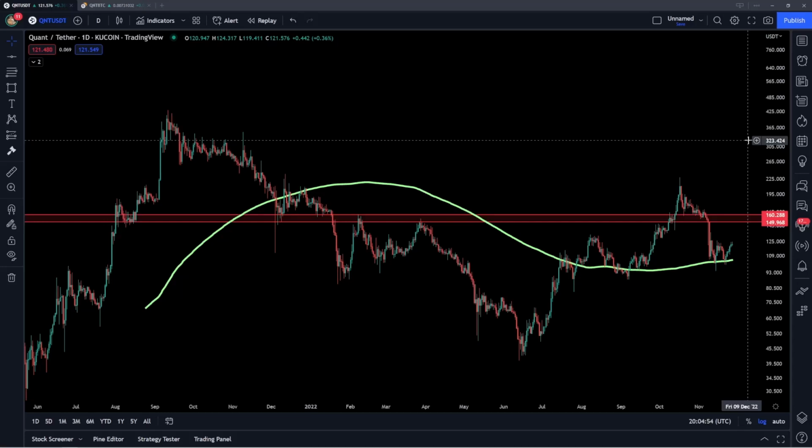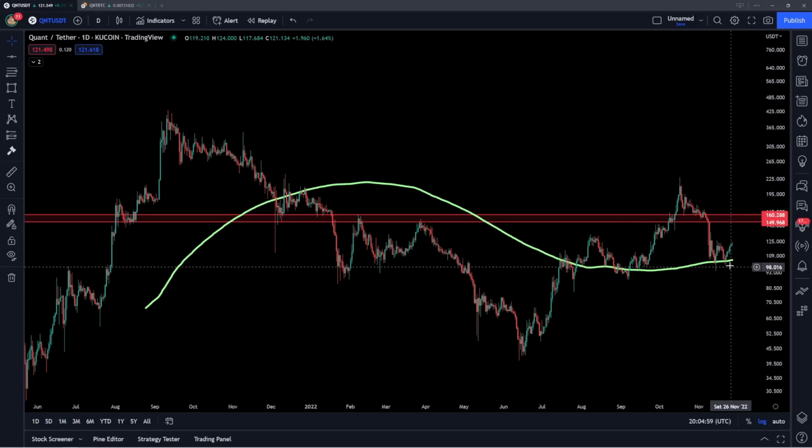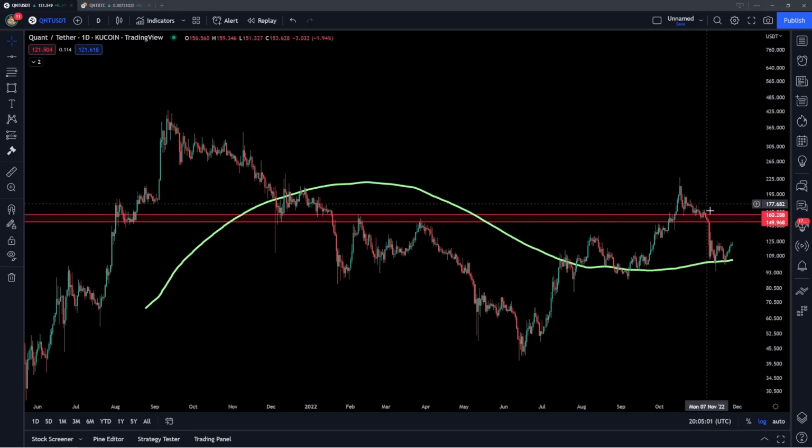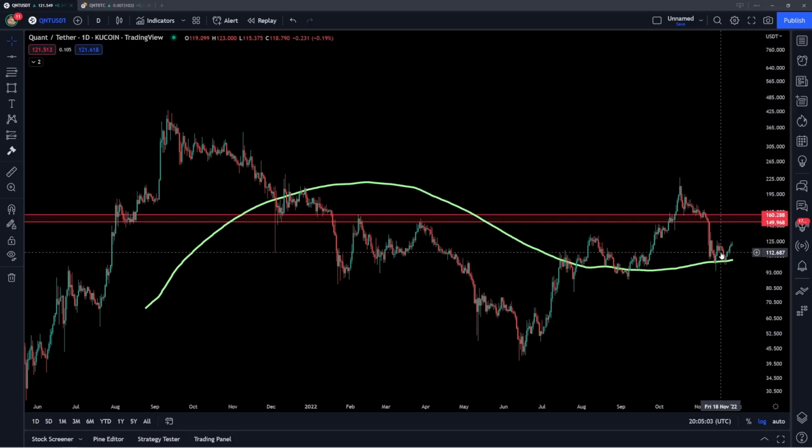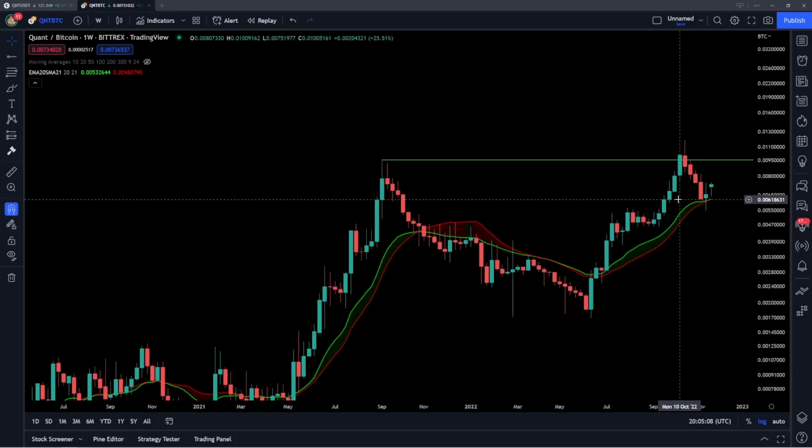In today's video, I'm going to be providing a long-term market analysis update for QNT. We're going to talk about the 200-day simple moving average and the fact that QNT has flipped this into support. We're going to cover some key levels of support and resistance, as well as the QNT Bitcoin ratio and what's going on with this chart.